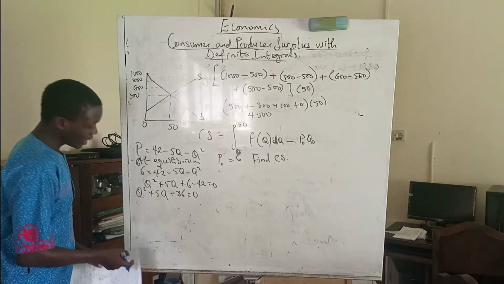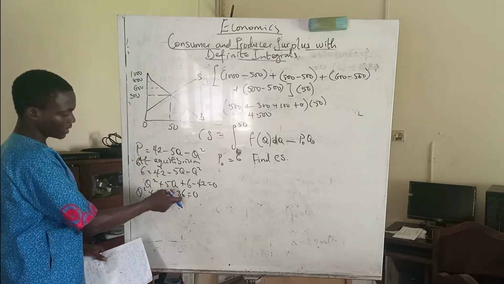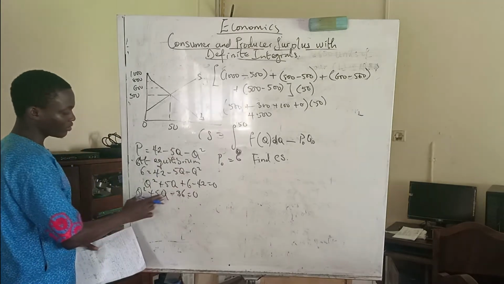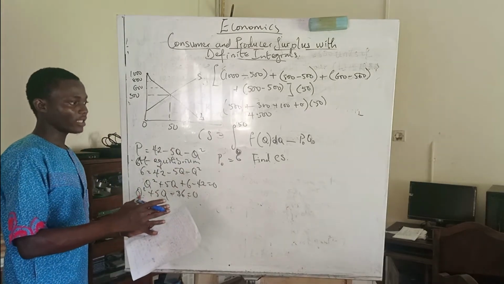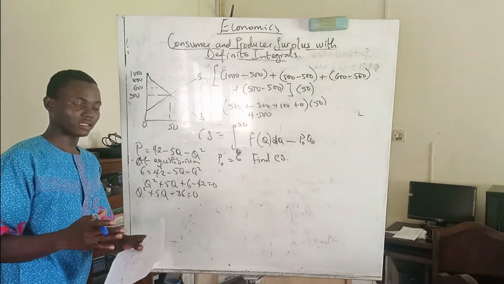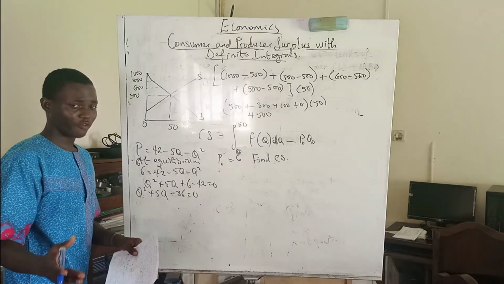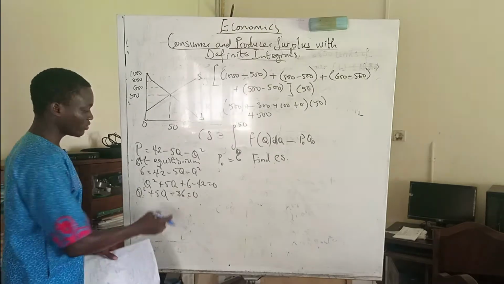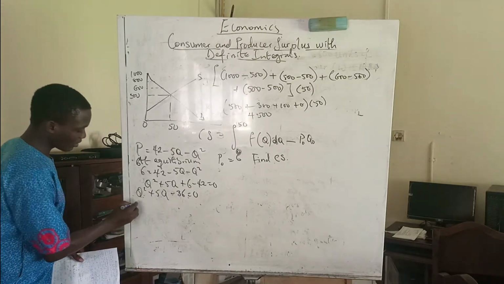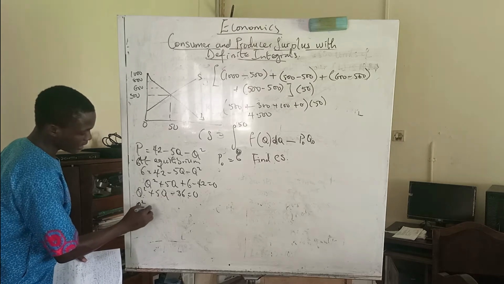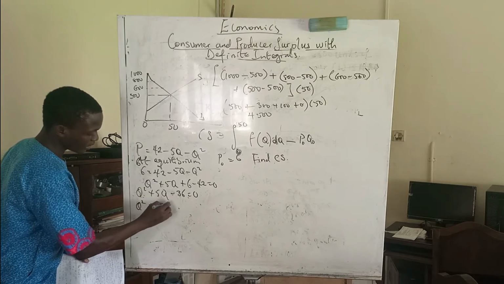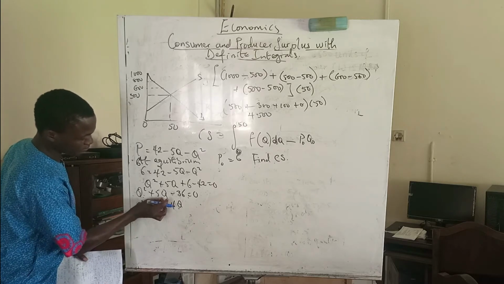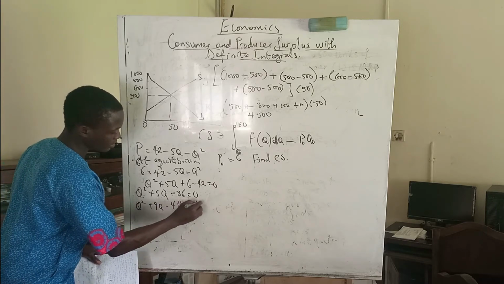Then you can just solve using the method we use for quadratic equations. So we have 1 times minus 36. What are the two figures that will give us minus 36 and will give us plus 5 when we sum them together? I think that's 9 and minus 4. Yes, 9 minus 4 gives us 5, and 9 times minus 4 gives us minus 36. So we have q squared plus 9q minus 4q, that is 9q minus 4q gives us 5q back, and we have minus 36 equals 0.